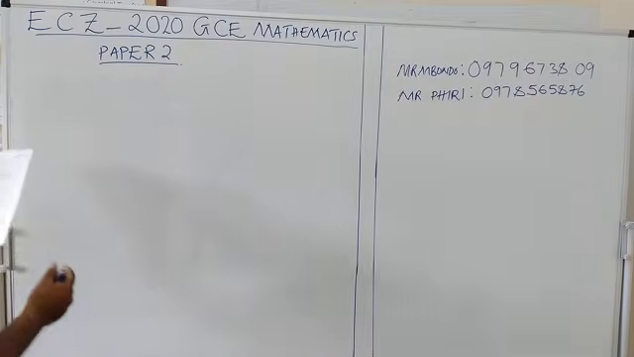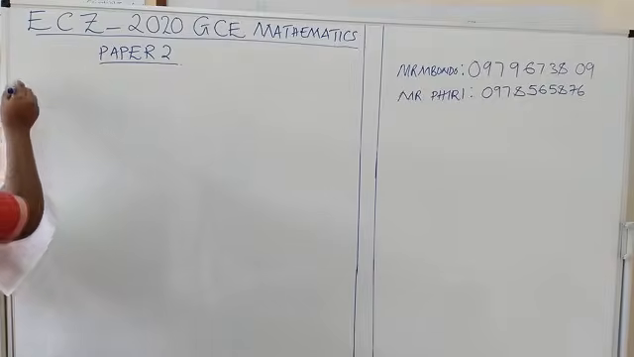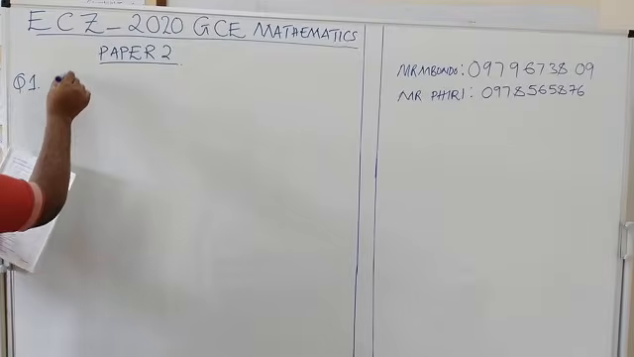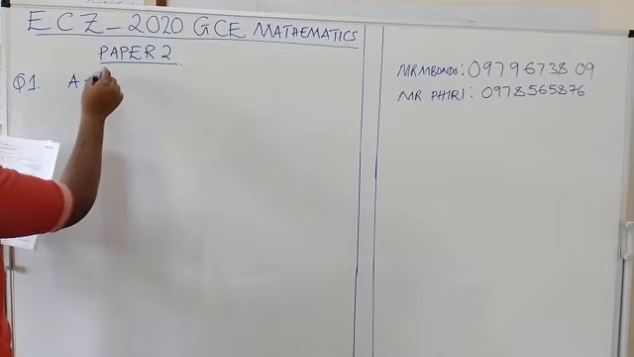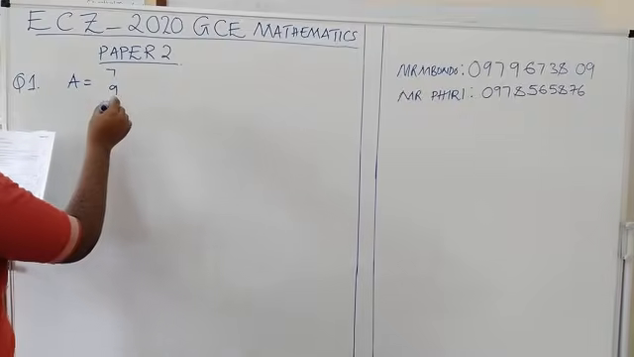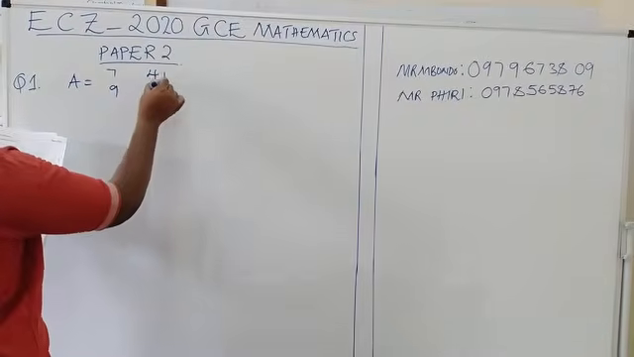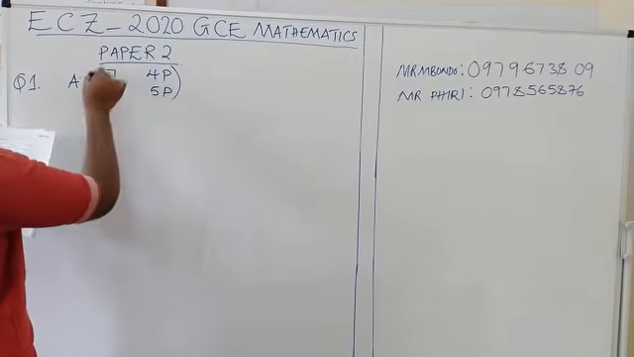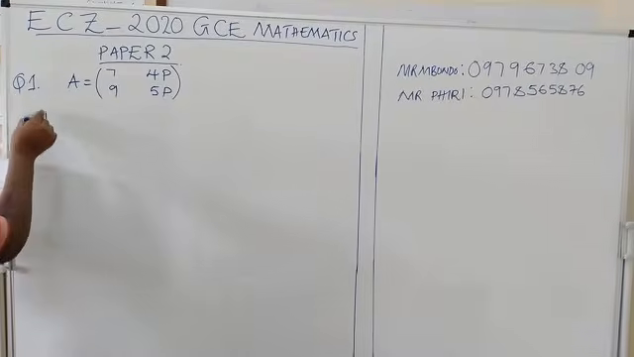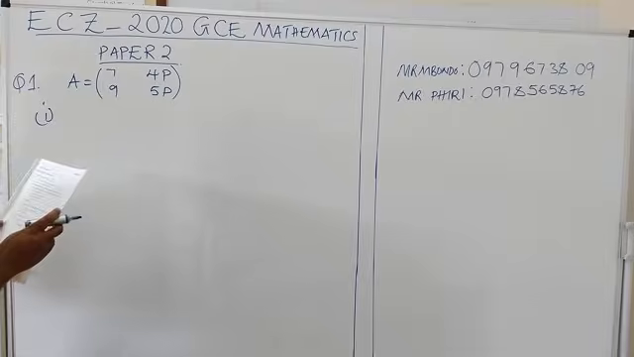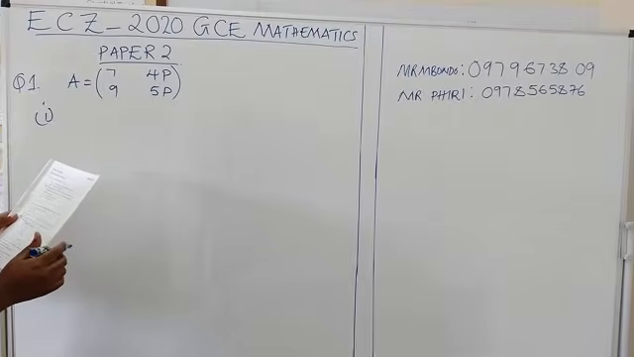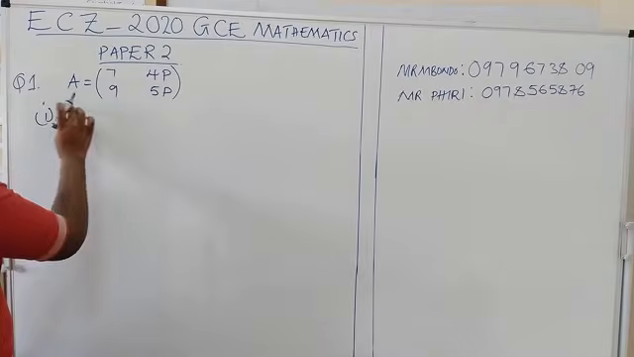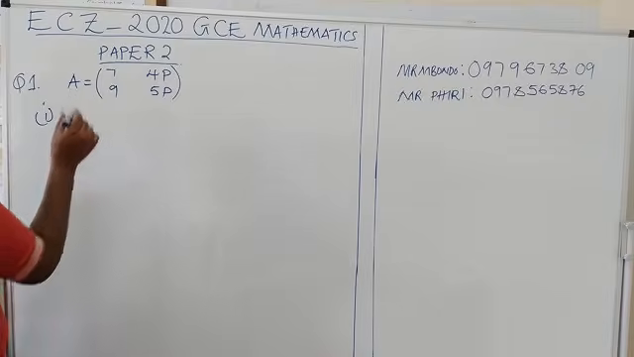Okay, so question 1 reads: given that matrix A is equal to 7, 9, 4p, and 5p, right? Now, Roman numeral 1, we are asked to find the value of p for which the determinant is negative 2.